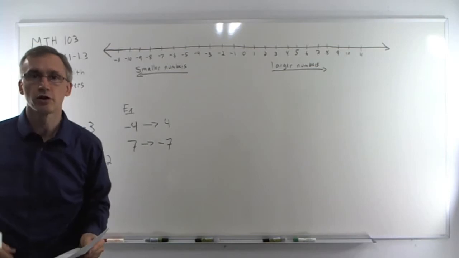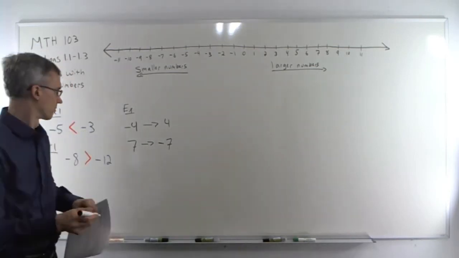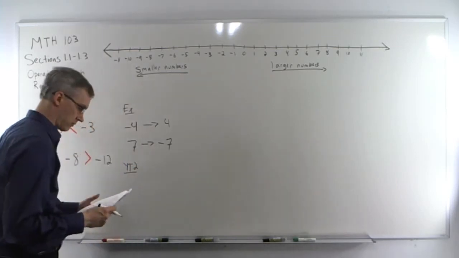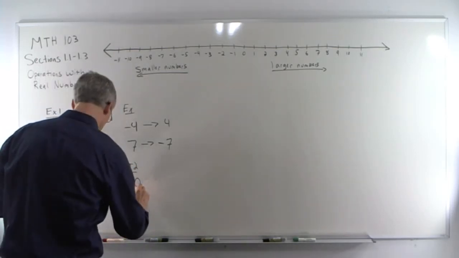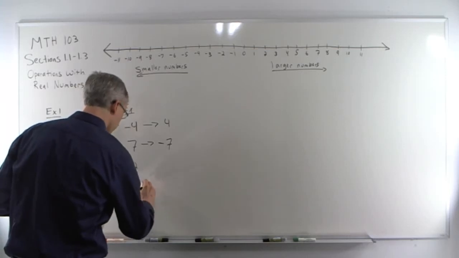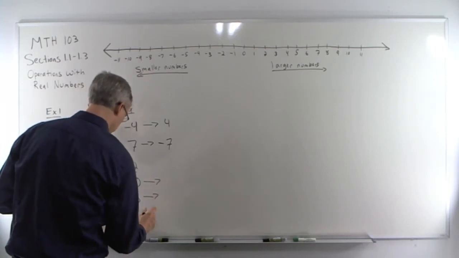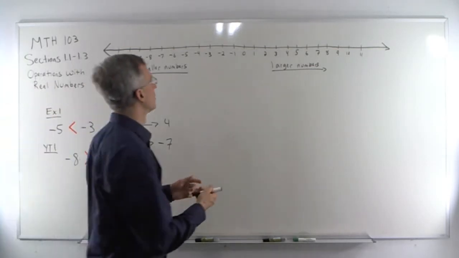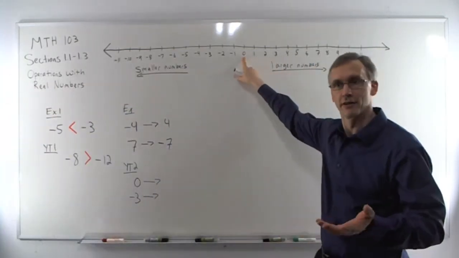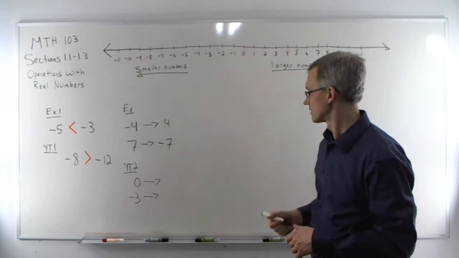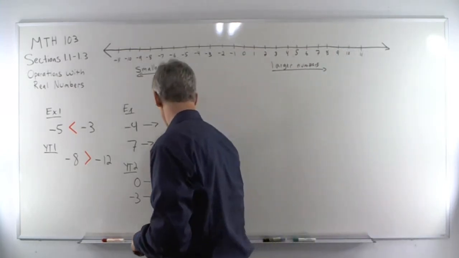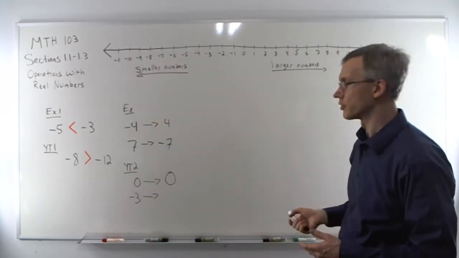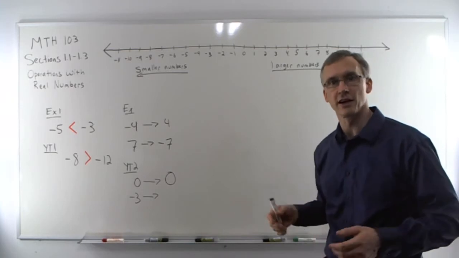That brings us to your turn number 2. You're working on 0 and -3. So 0 is 0 away from 0 then on the number line, right in the center here. So the additive inverse of 0 is just 0. Same distance from 0. And that's the only number whose additive inverse is itself.